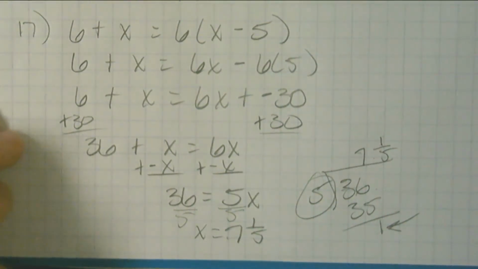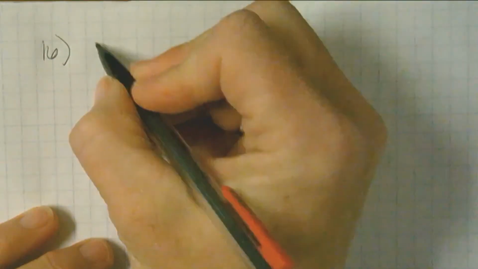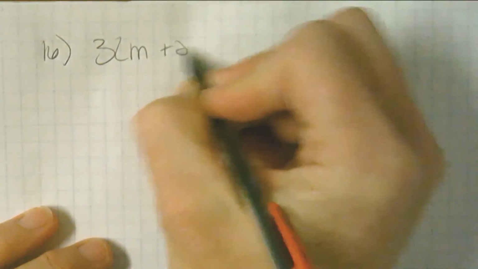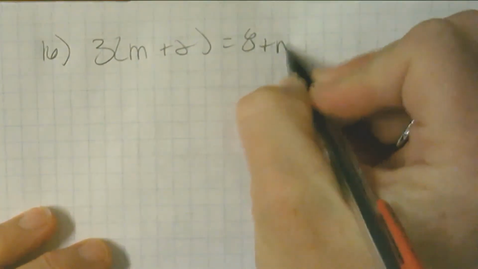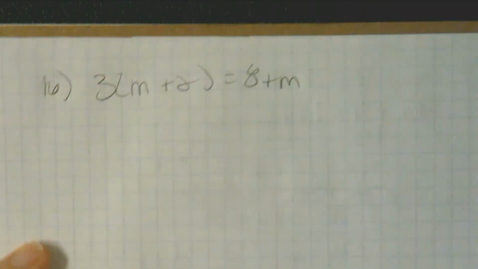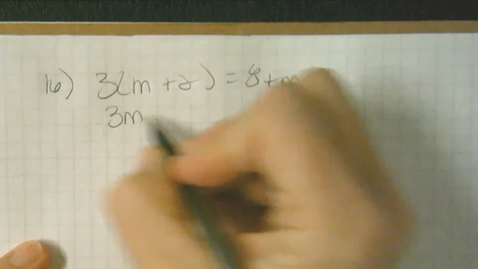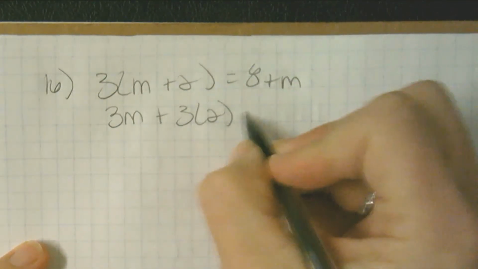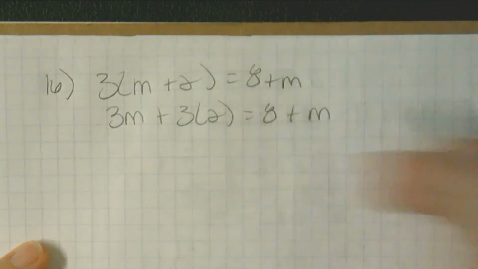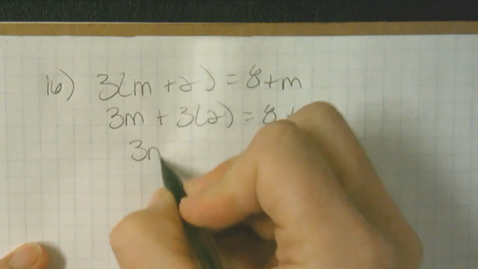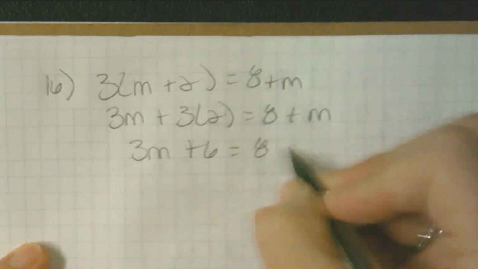All right, so let's take a look at 16. This is the last one I'm doing because you guys have a homework quiz. All right, so 16 said I have 3 times the quantity of m plus 2 is equal to 8 plus m. Is this the one you're talking about? Okay. So I have to do my distributive property first. So I have 3 times m plus 3 times 2 is equal to 8 plus m. So I have 3m plus 6 is equal to 8 plus m.